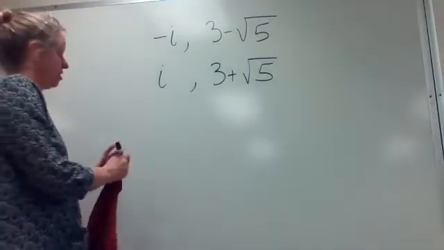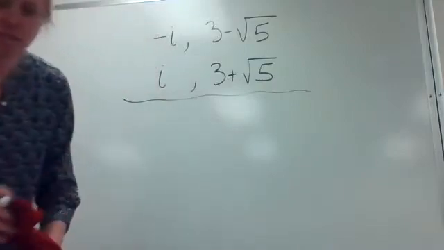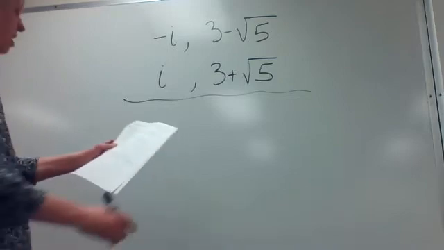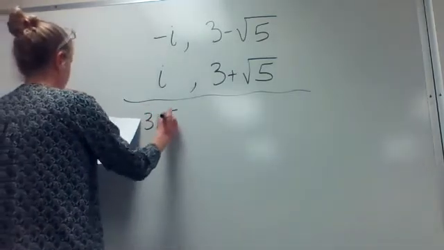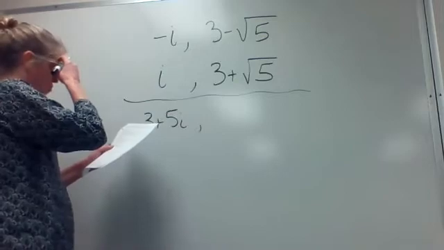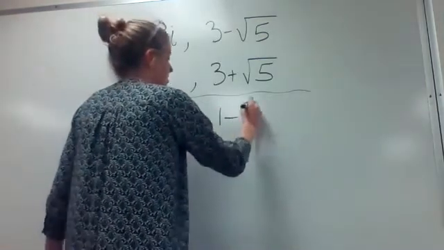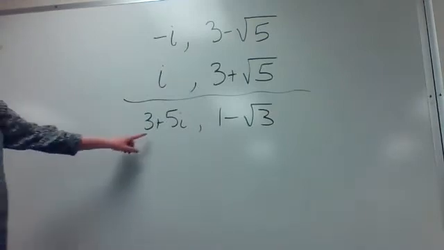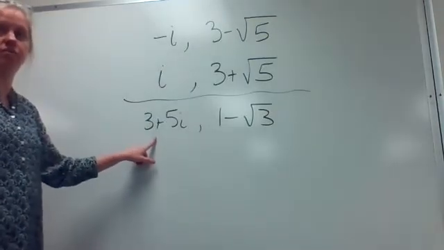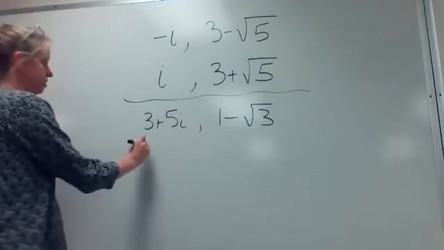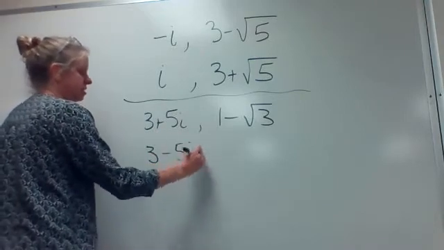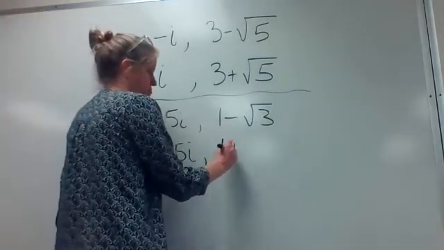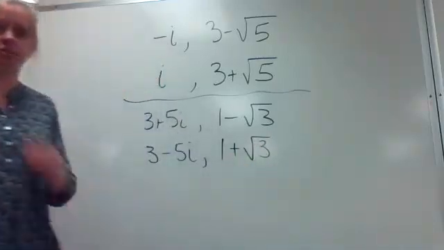Number 9, last one like this. Another degree 4 polynomial function with the given zeros of 3 plus 5i and 1 minus the square root of 3. So there's 2 missing zeros, right? If it's degree 4, what goes with this one? 3 minus 5i. Then this one comes with its pair, 1 plus the square root of 3.